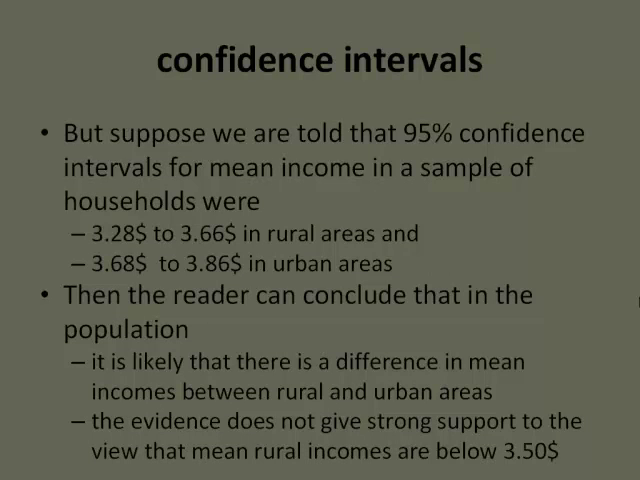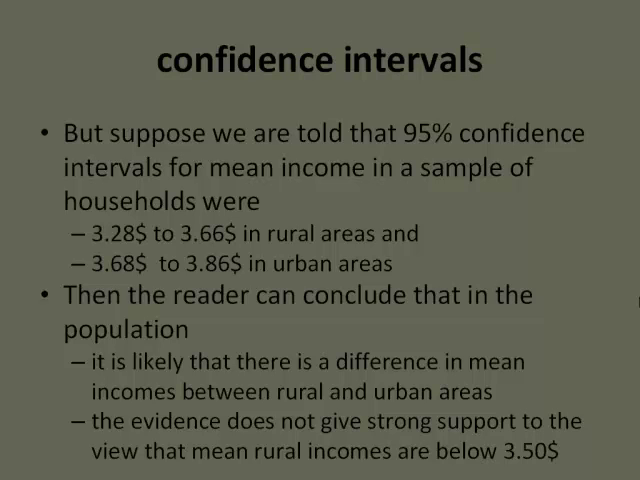But suppose you're given what's called a confidence interval. If you're told that the 95% confidence interval is between that and that for rural areas and that for urban areas, then the reader can tell both those things themselves just by reading this. You can tell that it's likely there's a difference in means between rural and urban areas, because the mean for rural areas is somewhere in here, and the mean for urban areas is somewhere in here, and they don't quite overlap.